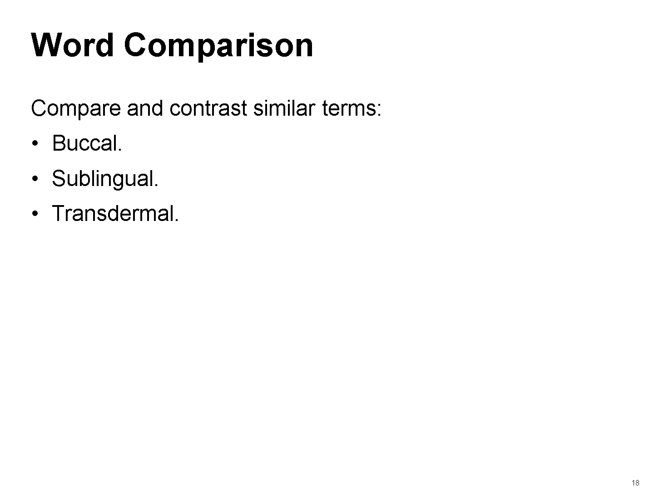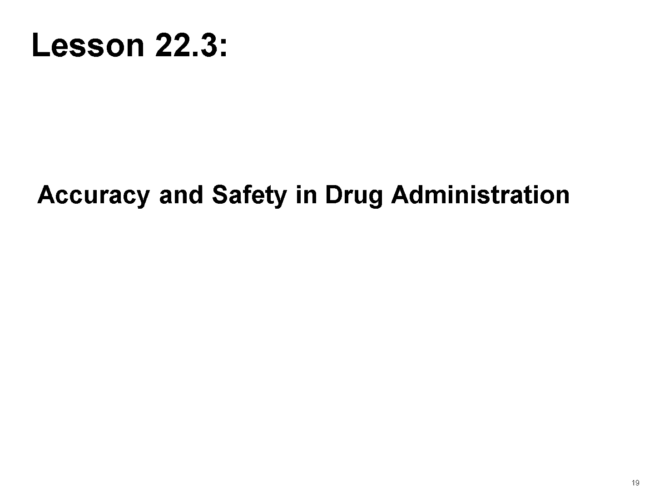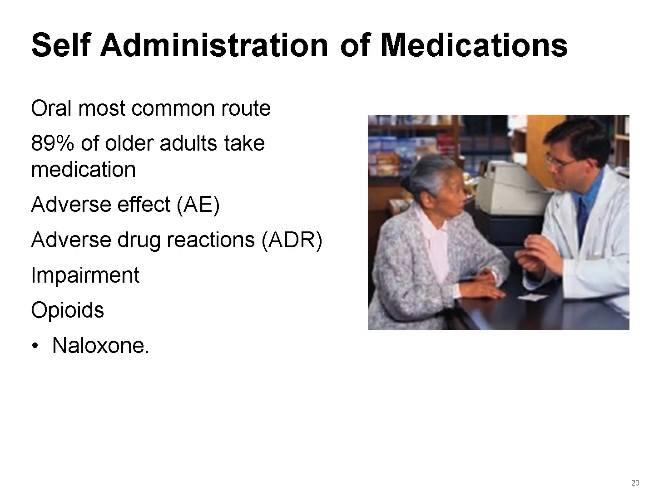Both buccal and sublingual methods are oral routes that avoid the gastrointestinal tract, offering quick systemic effects. In contrast, transdermal administration acts through the skin, offering sustained release over an extended period. Let's explore accuracy and safety in drug administration. The most common route of medication administration is the self-administered oral route, chosen for its simplicity and convenience. This method is especially prevalent among older adults.